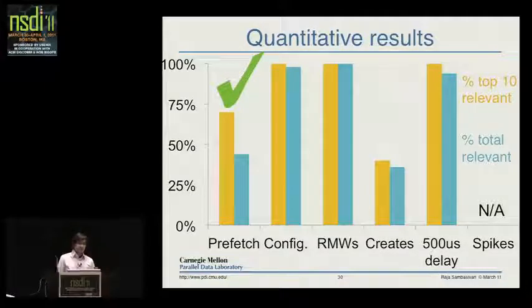So I already described to you the prefetching problem. That was the example I showed you at the very beginning of this talk. And next, I'd like to explain to you the configuration problem to give you an idea of how Spectroscope can be used a bit more.